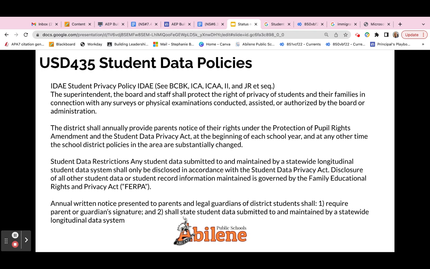Student data restrictions: any student data submitted to and maintained by a statewide longitudinal student data system shall only be disclosed in accordance with the Student Data Privacy Act. The disclosure of all other student data or student record information maintained is governed by the Family Educational Rights and Privacy Act. Annual written notice presented to parents and legal guardians of district students shall require a parent or guardian signature and shall state student data submitted to and maintained by a statewide longitudinal data system. And that is just a snapshot of some of our student data policies. There are more policies added to this within our board policies.